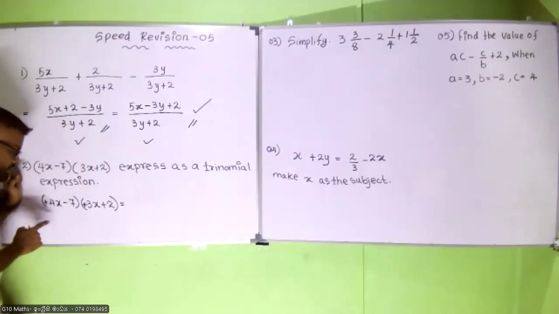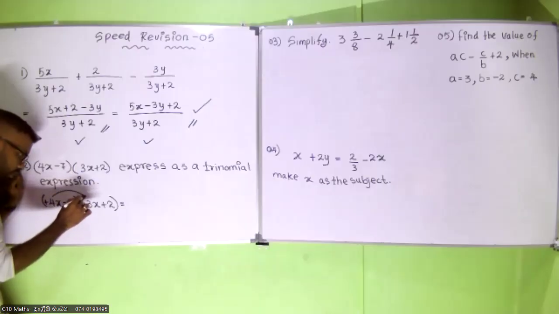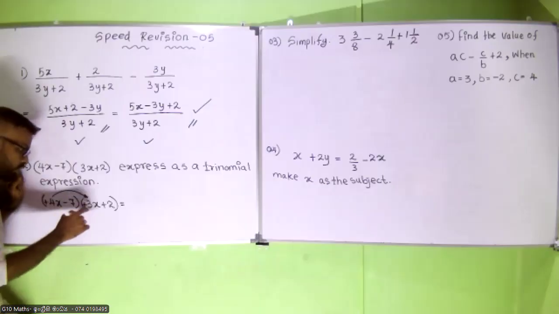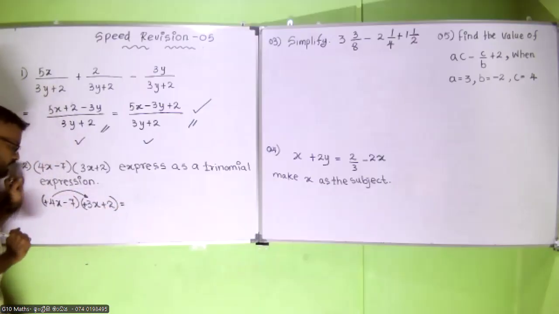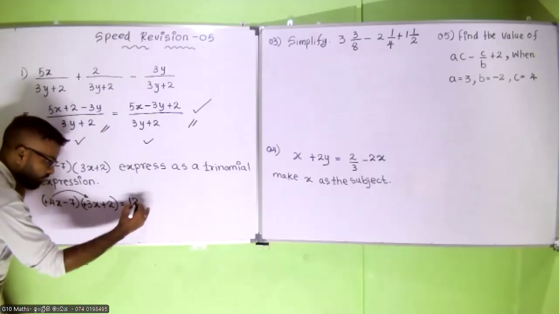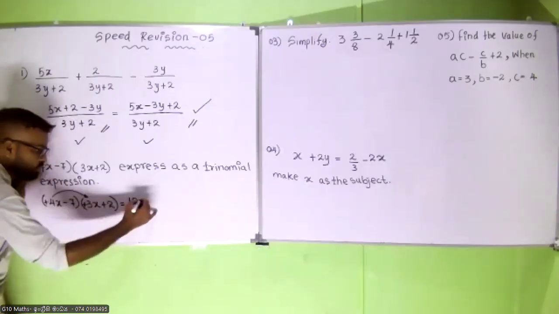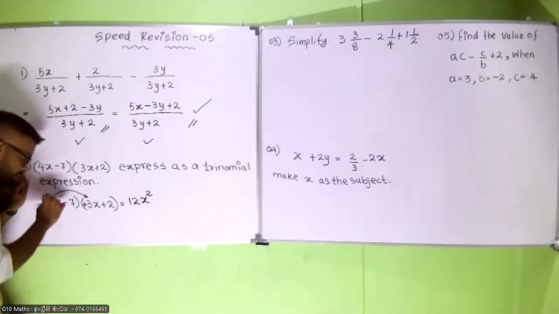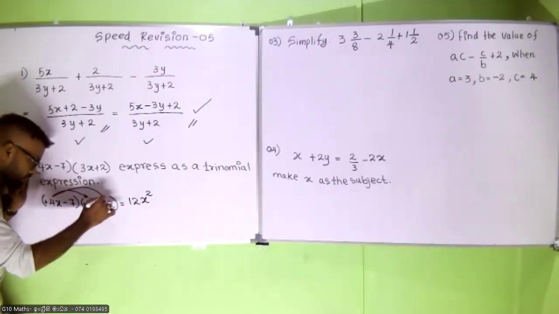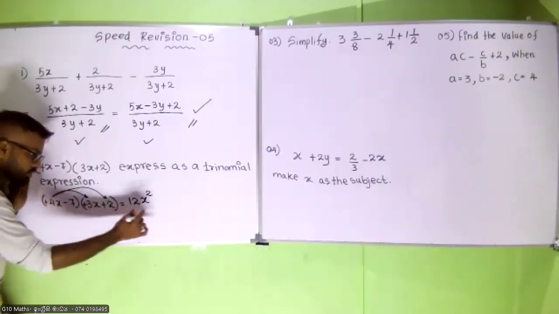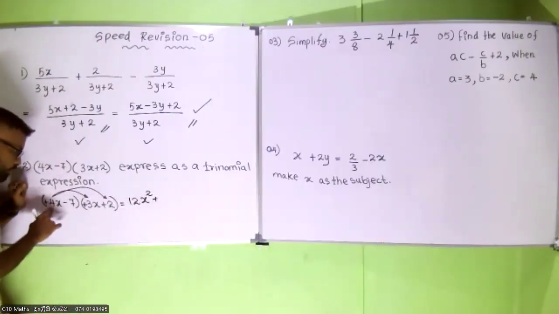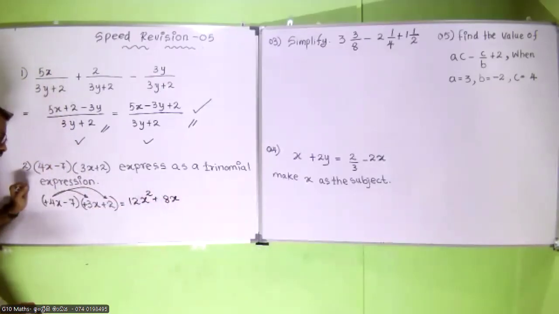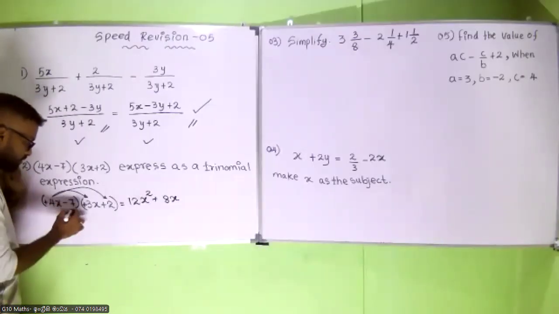First of all, I am going to simplify this term and this term. First I will simplify the signs. Positive into positive, positive. 4 times 3, 12. X into x, x squared. Then I am going to simplify these two terms. Positive into positive, positive. 4 times 2, 8, and here you have x. 8x.